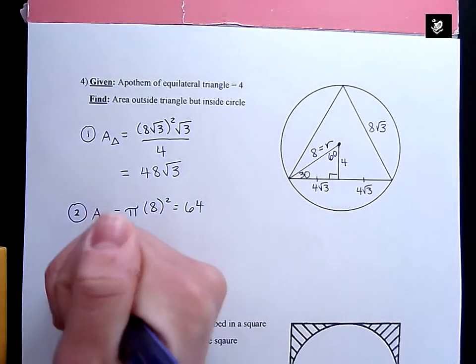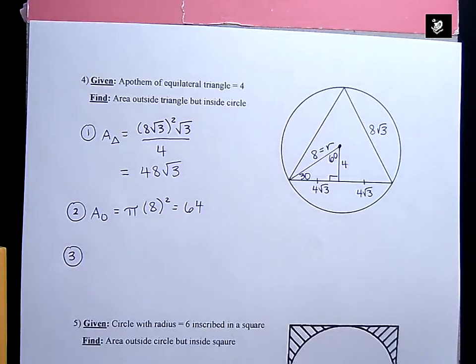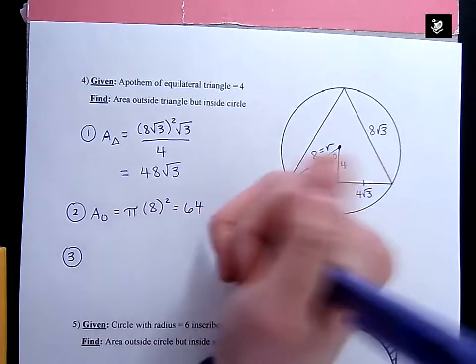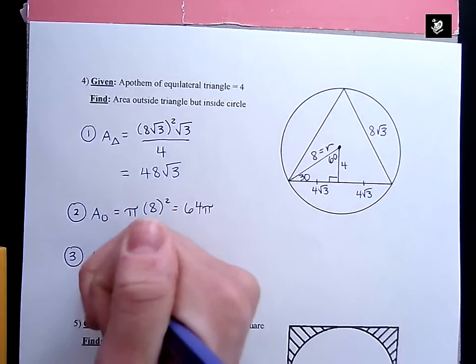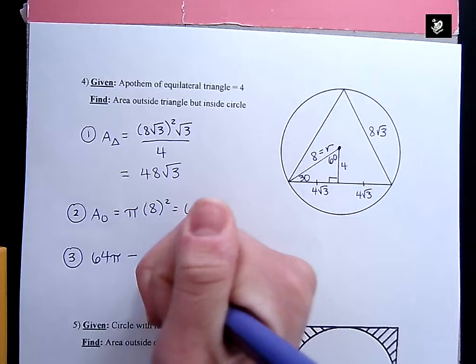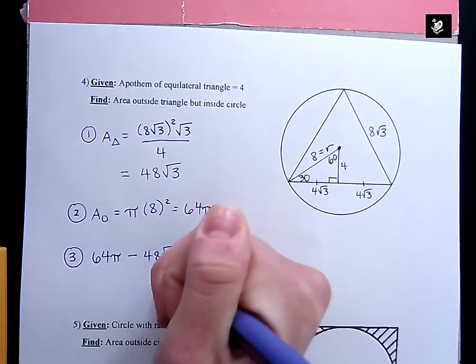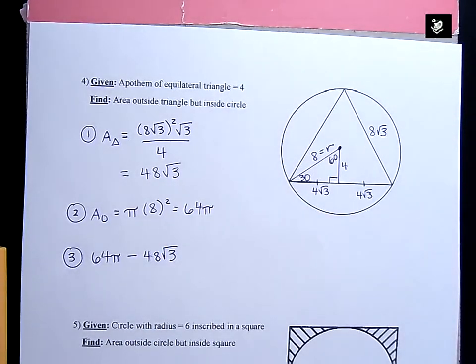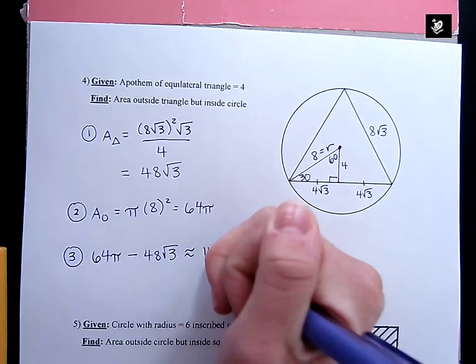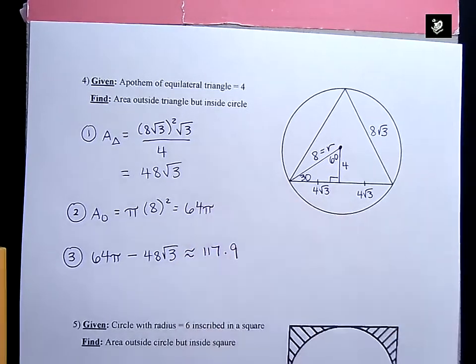And now if I want to find the area outside the triangle, but inside the circle, I need to take the area of the circle, which is 64 pi, and subtract out the triangle. So if they ask for an exact answer, that's what you would put. But if you have to round, let's say to the nearest tenth, it would be 117.9.